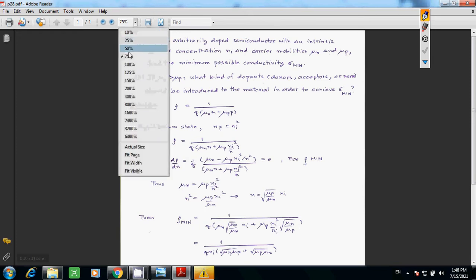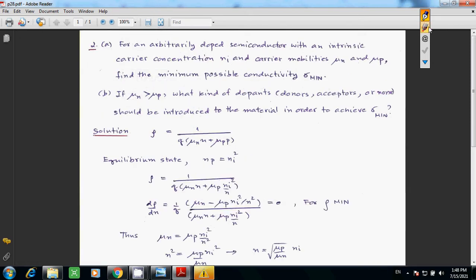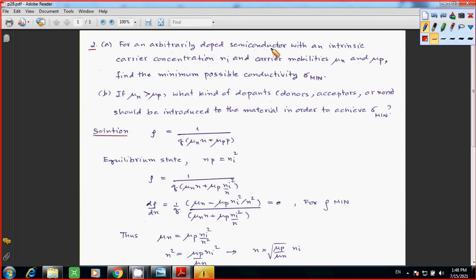Problem number two. For an arbitrarily doped silicon semiconductor with an intrinsic carrier concentration ni and carrier mobilities mu n for electron and mu p for hole, find the minimum possible conductivity sigma min. B, if mu n is greater than mu p, what kind of dopants, in terms of donors, acceptors, or none, should be introduced to the material in order to achieve sigma min, where sigma is the conductivity, right?